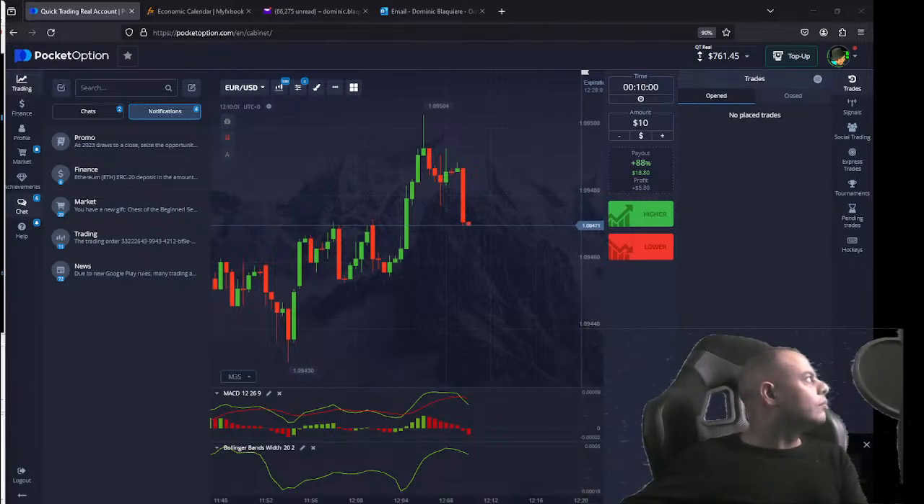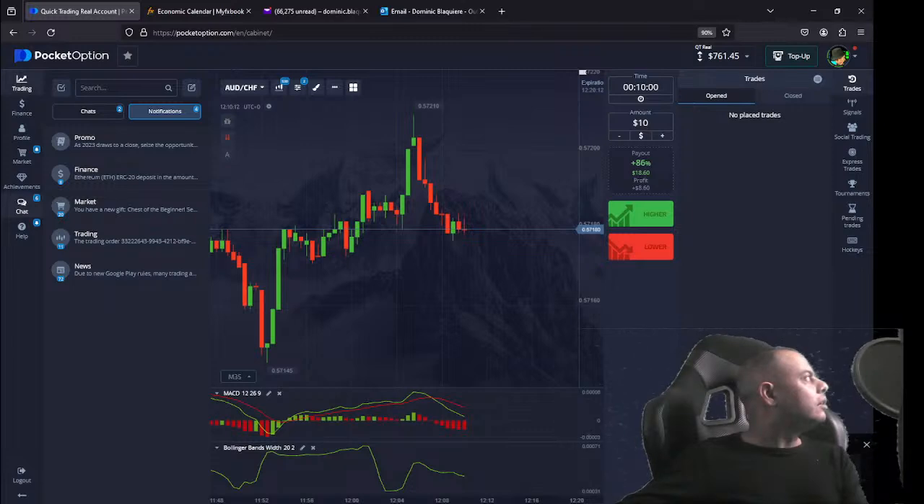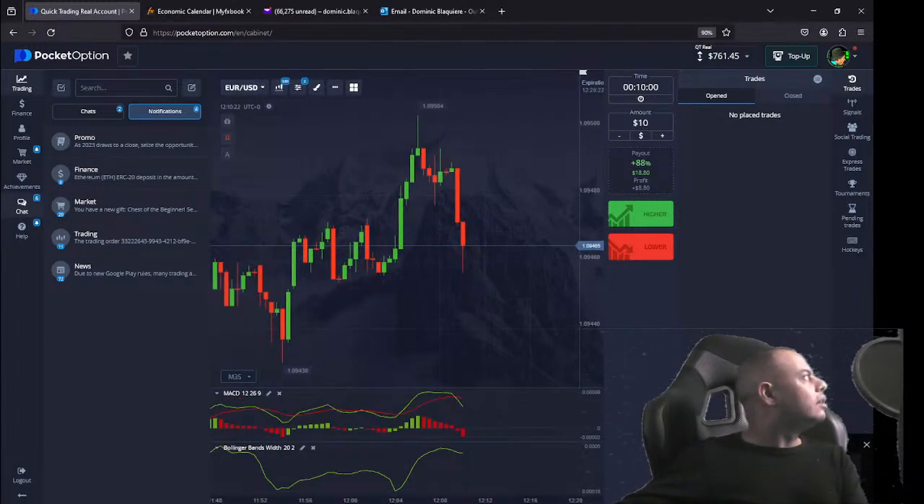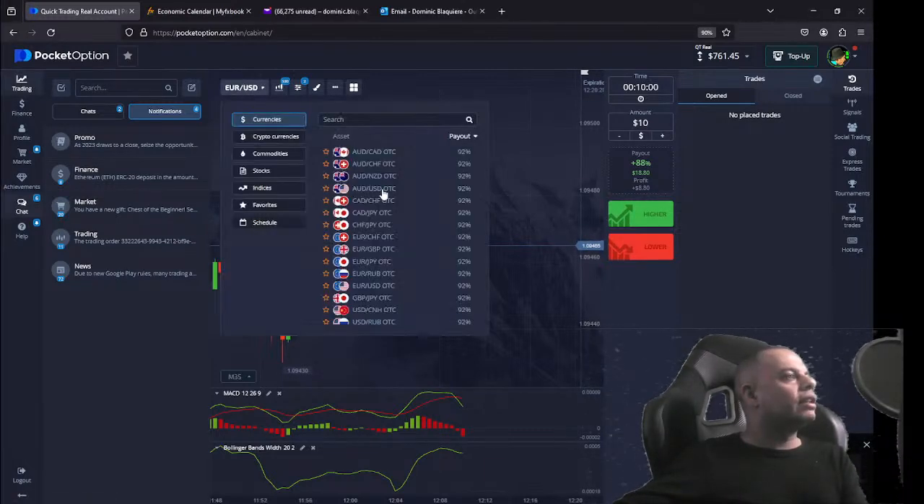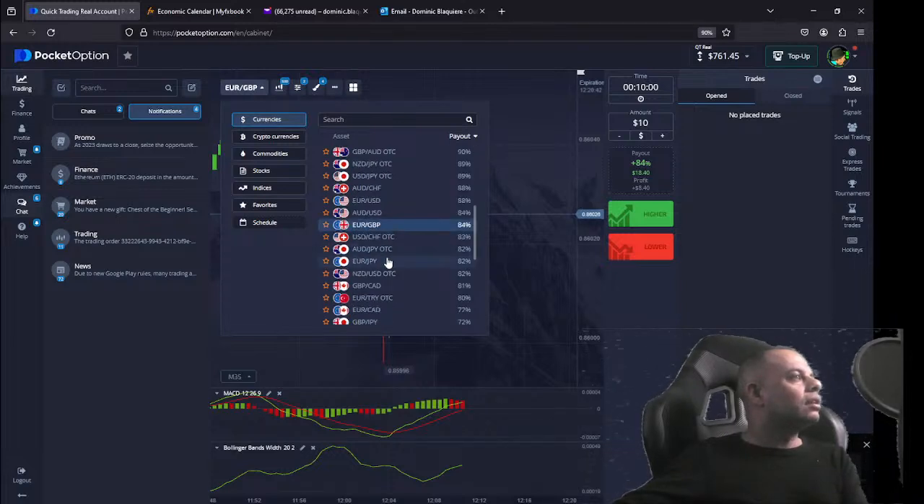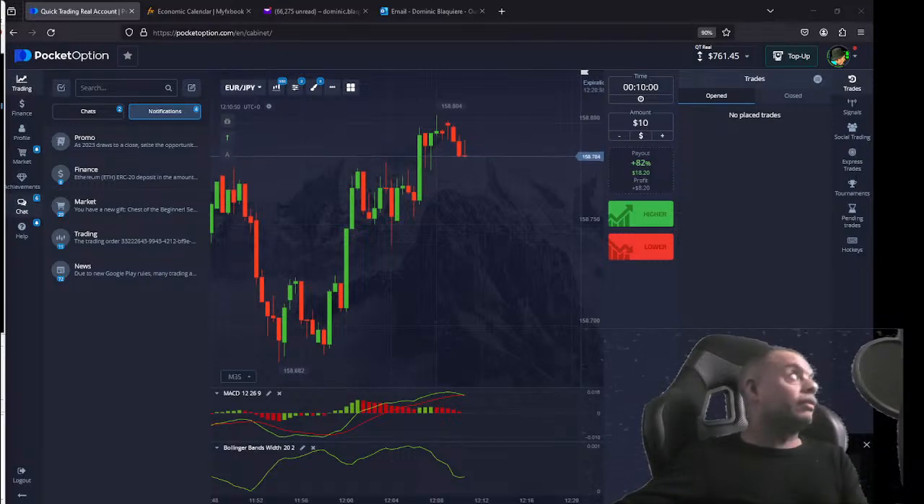No. Wait. Look, no. Forget that. There's nothing there. Aussie CHF. There's nothing there. Euro USD. I didn't look at Euro USD just now. No, forget that. Nothing there. Sorry, Euro pound. No, nothing there. Euro JPY. Nothing there.